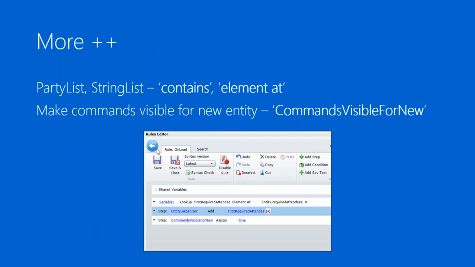There are actually more improvements. I'll just make note of two. One of them is that on party lists, now you can use contains and element at operators. So for party list fields like required attendees or similar, you can check if a specific user is there or who is the user at the first element and so on. Also, both of these were actually requested by some of our customers and partners. You can now make sure that commands, also custom commands, are visible for the newly created record. That wasn't available before. So let me show you a quick demo of the roles functionality.